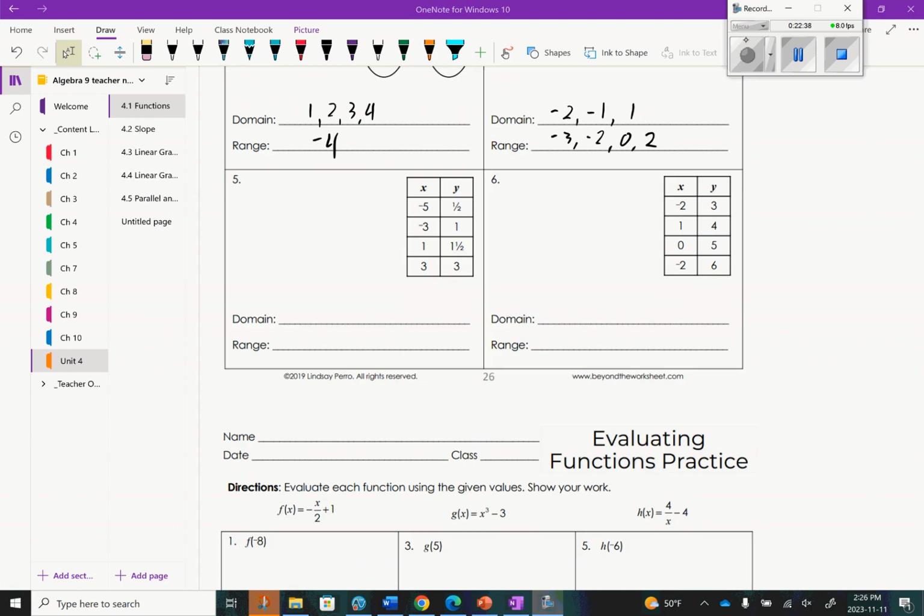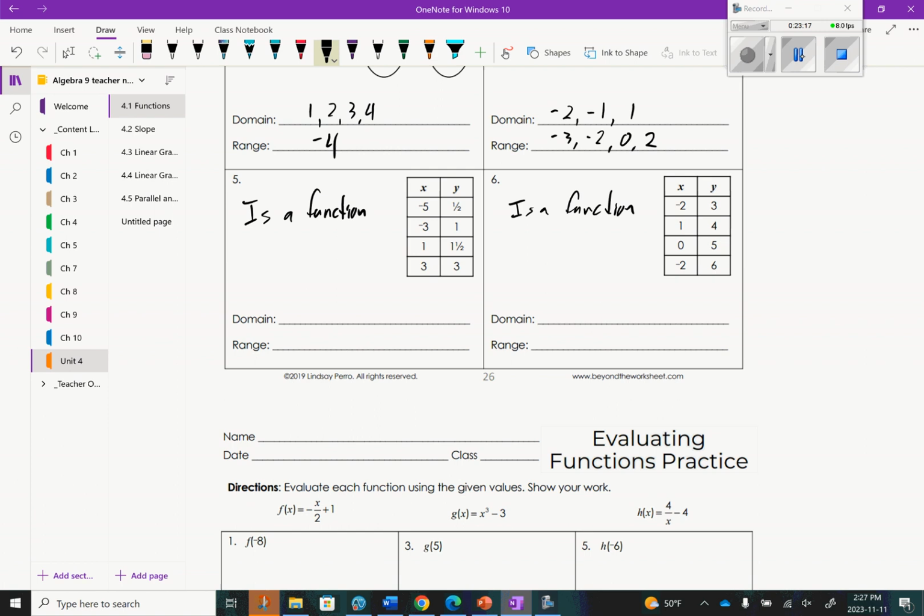For example 5, yes, it is a function. For every value for x, you only get one value for y. And again, writing out domain and range should be fairly simple. For number 6, again, take a look at the table. Yes, this is also a function. And again, I would think that writing out domain and range for those are rather straightforward.